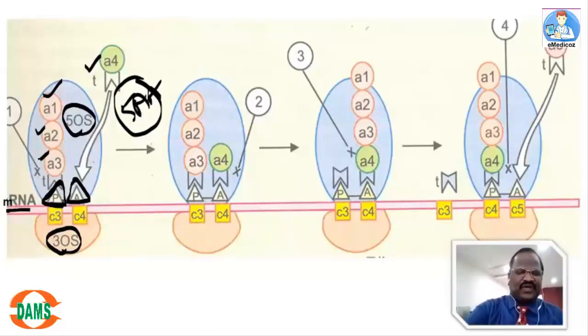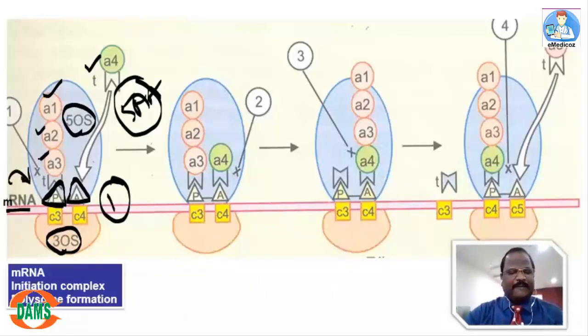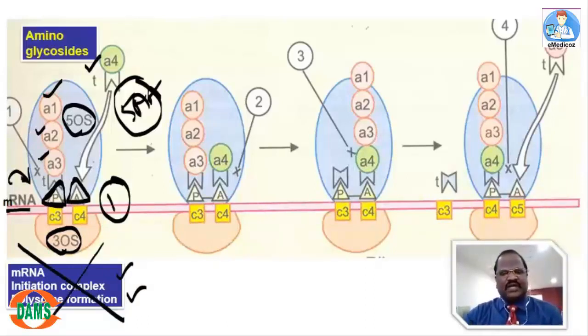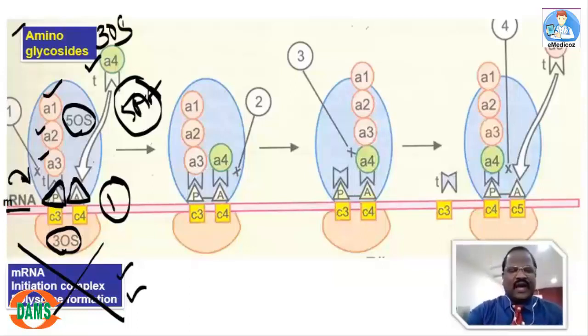So the first step involved in protein synthesis is signaling by the mRNA. We call it signaling. While signaling is given, the bacteria starts initiation complex and polysome formation. This step is arrested by one group of drugs called aminoglycoside. Mechanism of action: aminoglycoside binds with the 30S ribosome and causes misreading of mRNA, thereby inhibiting initiation complex formation and inhibiting polysome formation. That's the mechanism of action of aminoglycoside.